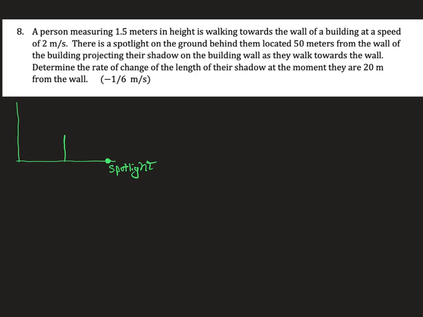Alrighty, let's take a look at this question. So, a person measuring 1.5 meters in height is walking towards the wall of a building at a speed of 2 meters per second. There's a spotlight on the ground behind them, located 50 meters from the wall.